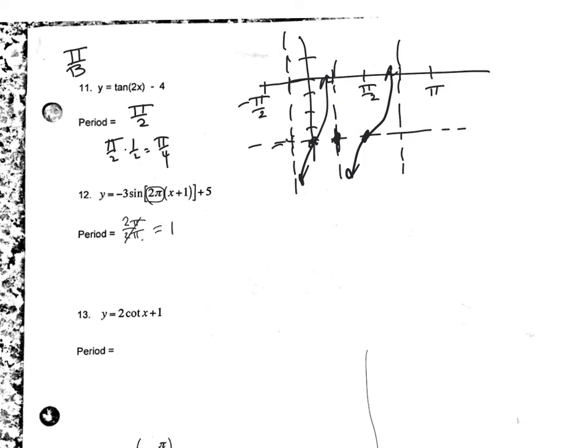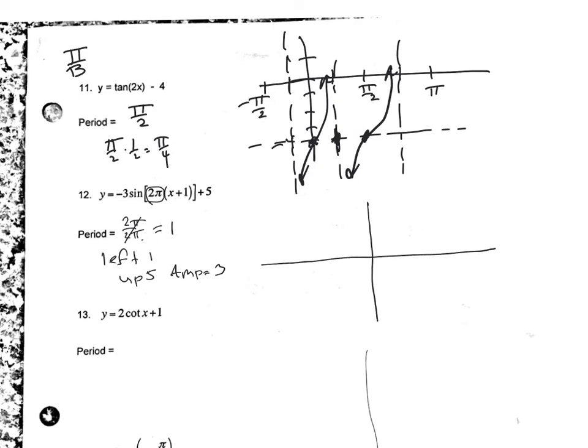We're also going to move this thing left 1. We're going to move it up 5. You have an amplitude of 3, and we have to reflect it. There's a lot going on here. We're going to have to really move this thing far to the left. We also have to really move it up quite a bit. So give yourself enough space up and enough space to the left.